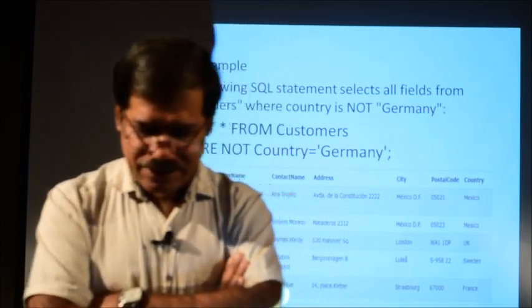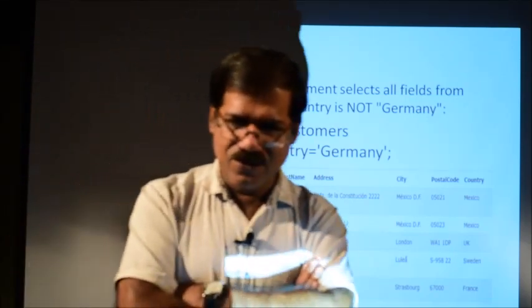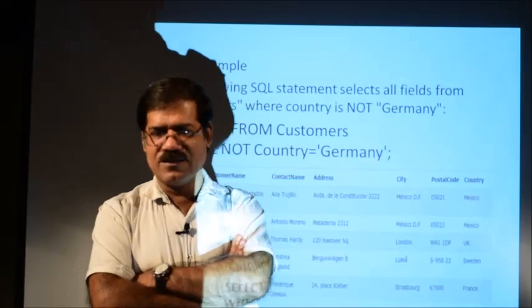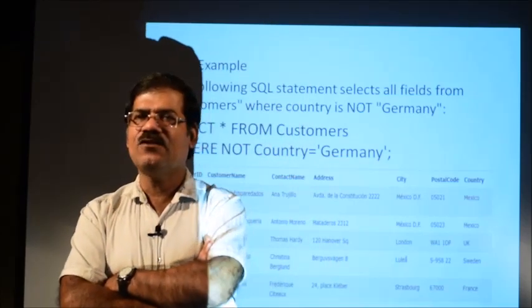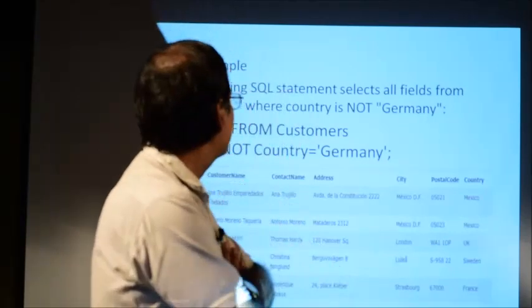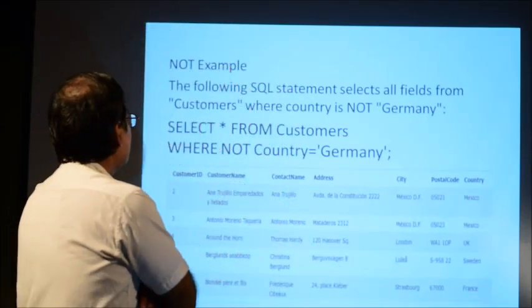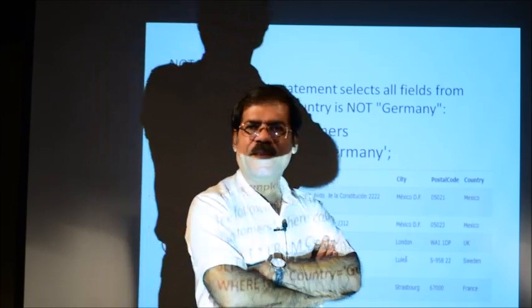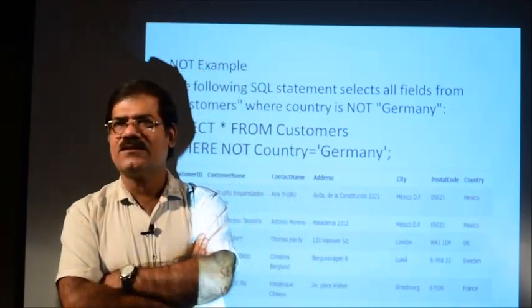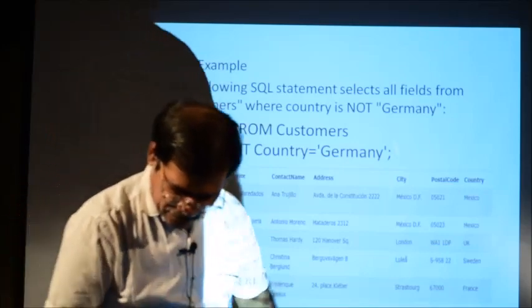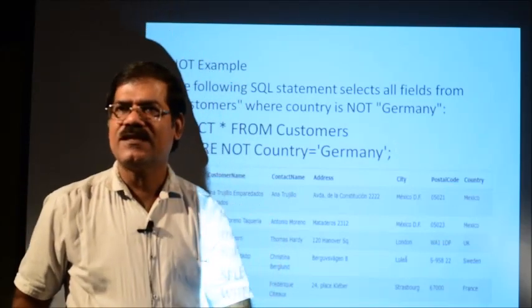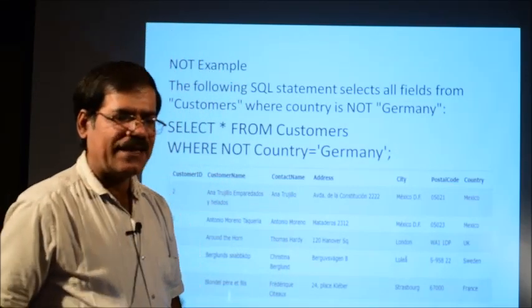So, except Germany, what are the other customers present in other countries? That means not exactly Germany. That detail will be required. Clear? My requirement is to display the details of the customers who do not belong to country Germany, that means the customers who belong to other countries except Germany.